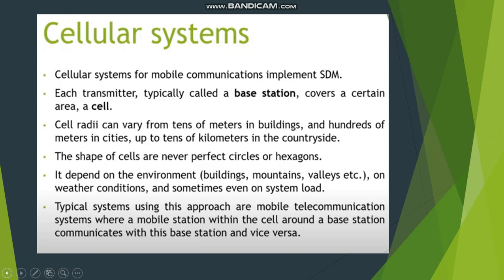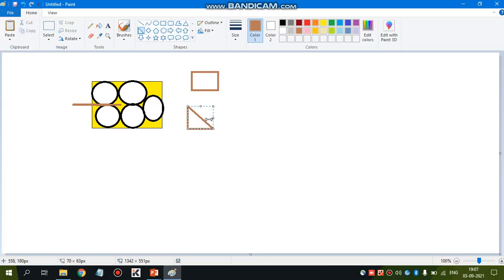Typical systems using this approach are mobile telecommunication systems, where a mobile station within a cell around a base station communicates with this base station and vice versa. In a cellular system you have seen that there are two different towers. Those are the base stations. When a mobile station is in one range, it communicates with that. Let me help you with an example in this as well.